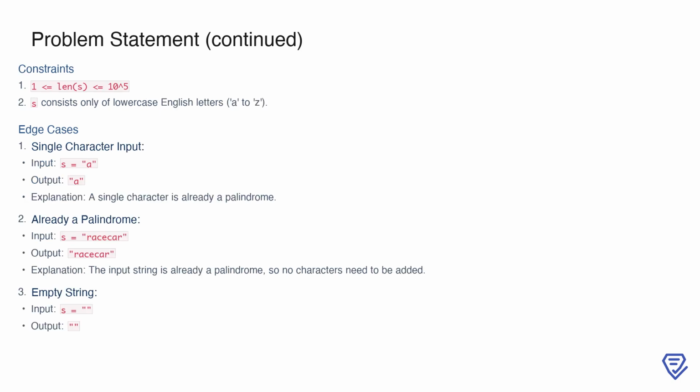Now let's consider the constraints and a few additional edge cases. The string S has a length constraint between 1 and 100,000, and it only contains lowercase English letters. For a single character input, like a, the output is simply a because a single character is inherently a palindrome. Similarly, if the input string is already a palindrome, such as racecar, no additional characters are needed, and the output is the string itself. For an empty string, the output remains empty as explained earlier.